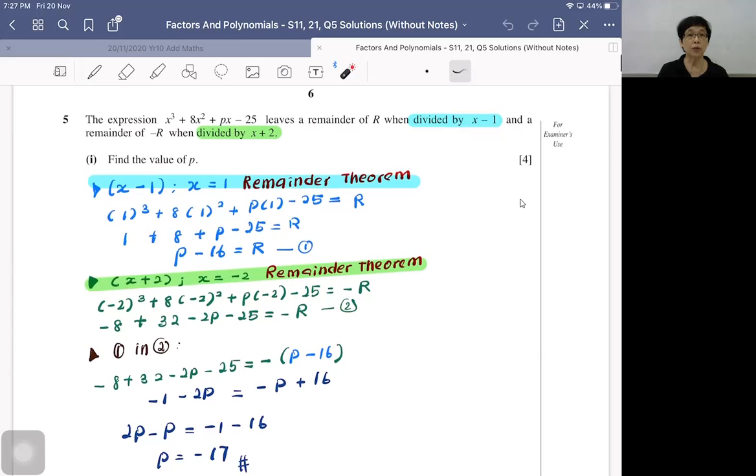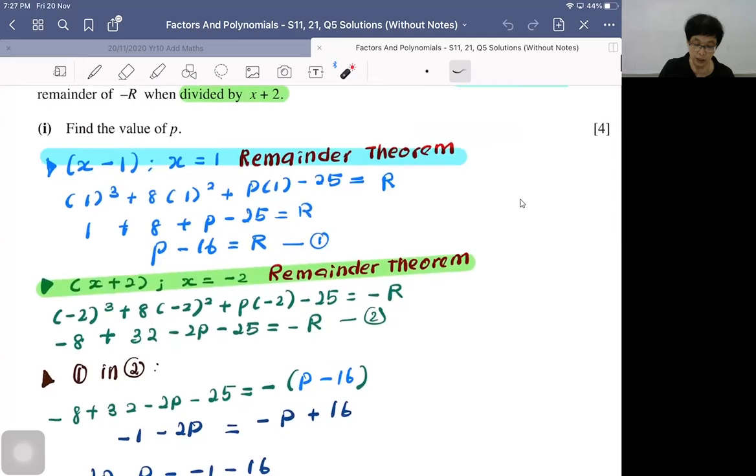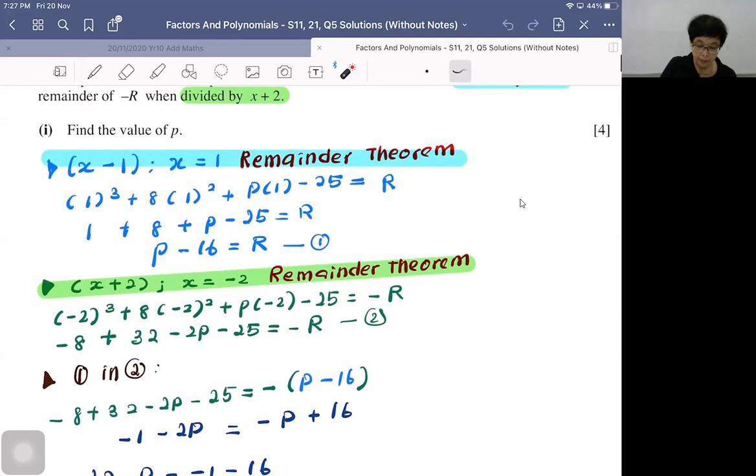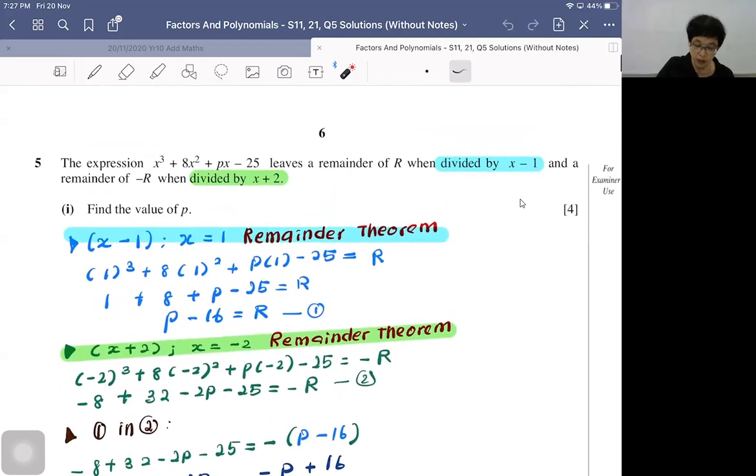The same thing works with a factor and its root. Now you have obtained x equals 1. What we do is take this x value and substitute it in all the places where x appears, and we have done just that. So 1 cubed plus 8 times 1 squared plus p times 1 minus 25, and they say this equals the remainder.